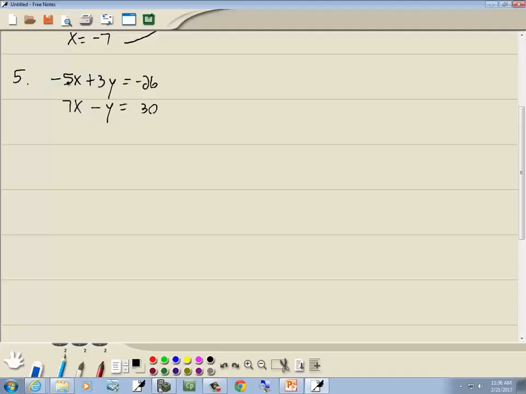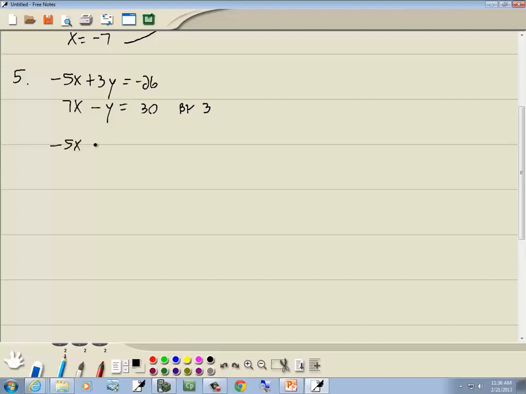Okay, now if I add these together, -5x plus 7x is 2x. 3y minus y is 2y. Nothing disappears. We want something to be eliminated. We want one of the variables to go away. Well, look at the y's here. See how we have a 3y here? Think what number would have to be here for this to cancel away. Well, this would have to be a -3y instead of a -y. So we're going to multiply the second equation by 3.